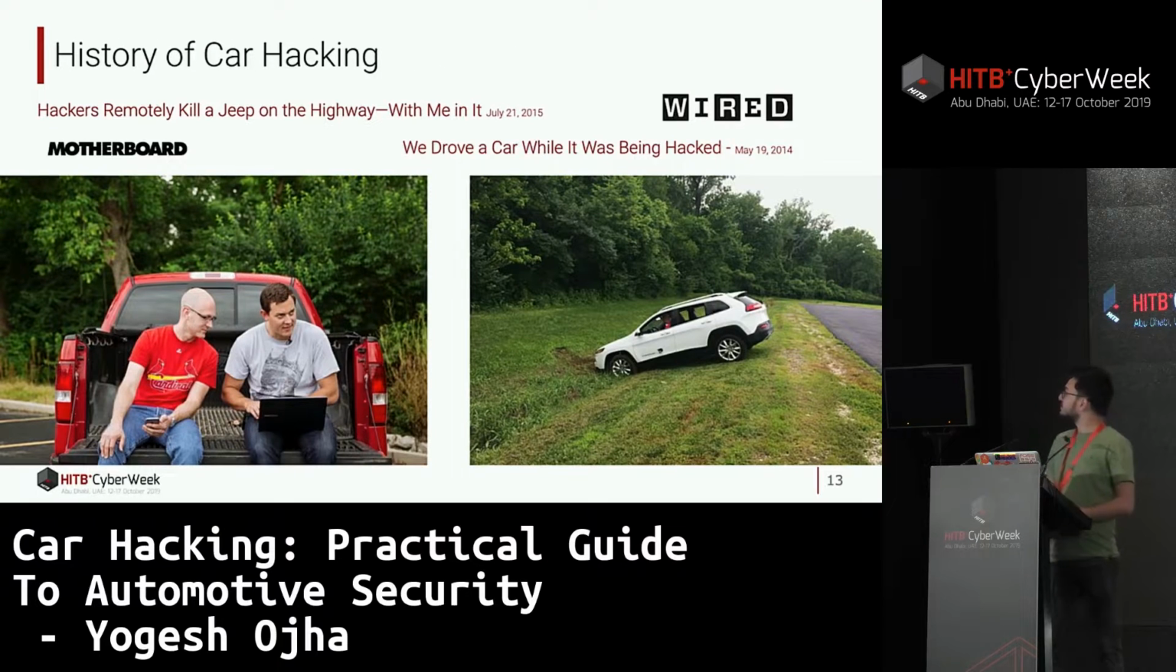So now let's look into the history of car hacking. The history of modern car hacking goes back to 2015, when these two researchers, Charlie Miller and Chris Valasek, hacked into a 2015 Jeep Cherokee. You might have probably heard about the Jeep hack. So these are the two guys. They remotely controlled the braking, steering, throttle, and other controls of a 2015 Jeep Cherokee.